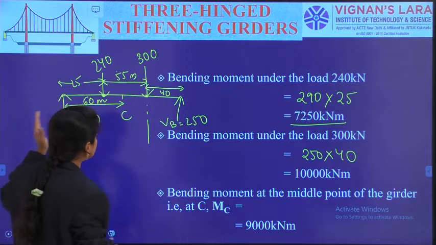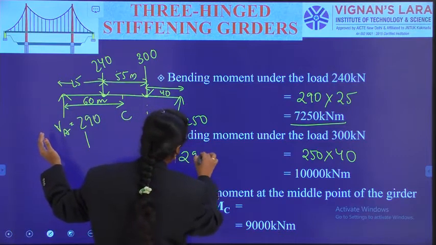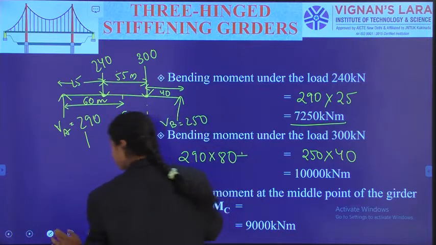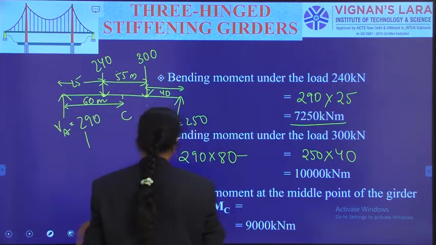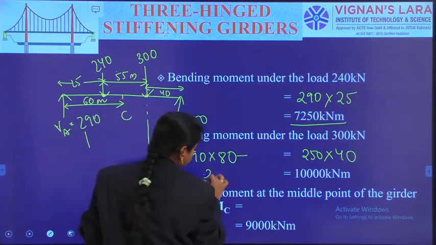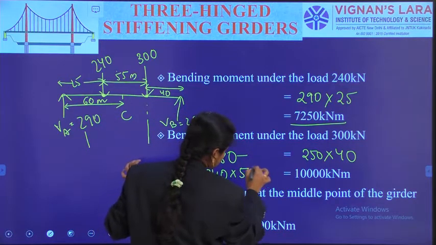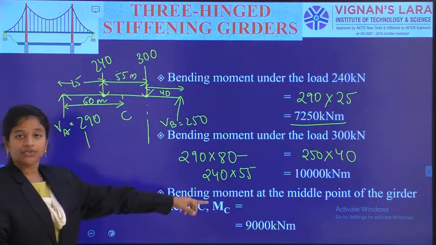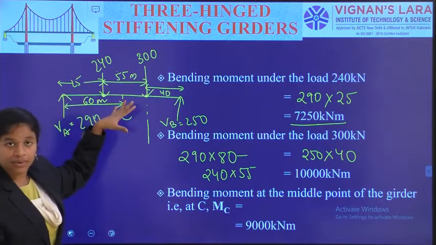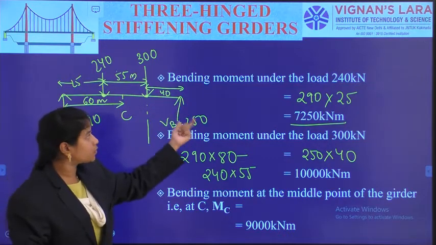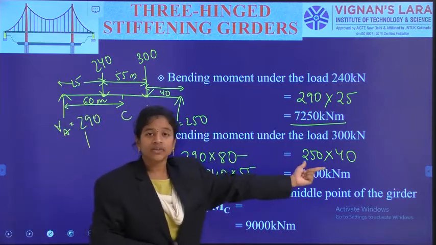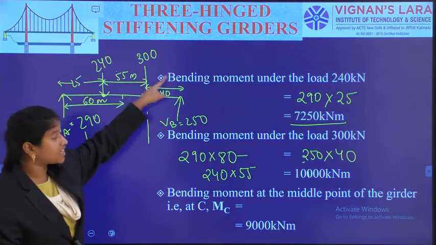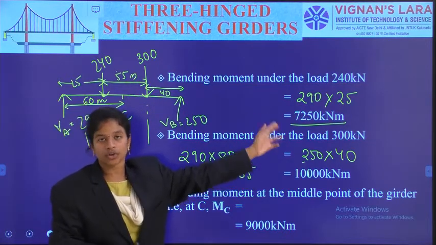Or if you are considering it in this way, see here, 290 into 80 minus 240 into 55. So either 290 into 80 minus 240 into 55, or only this segment's force, 250 into 40 perpendicular distance. That is also the bending moment at the second loading point, which is the 300 kilonewton load. So I am calculating the bending moment under the 300 kilonewton load.